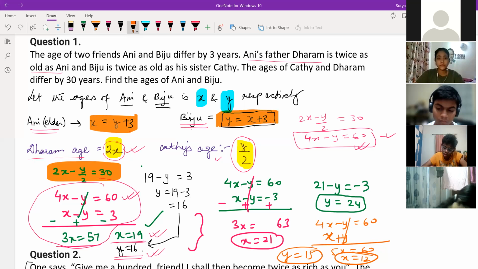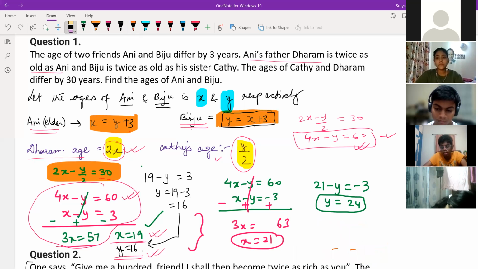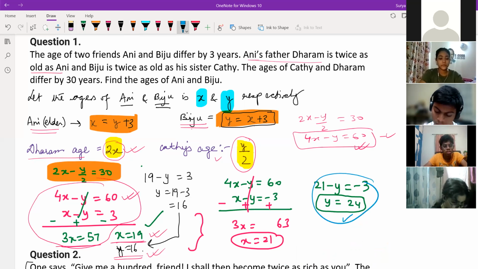21 minus y, where did that come from? Then how did we get here y is equal to 24? 21 minus y is equal to minus 3. Y is equal to, where did we get this one? 4x, x, so 3x. 3x is equal to 63. So here we got 21, 24.